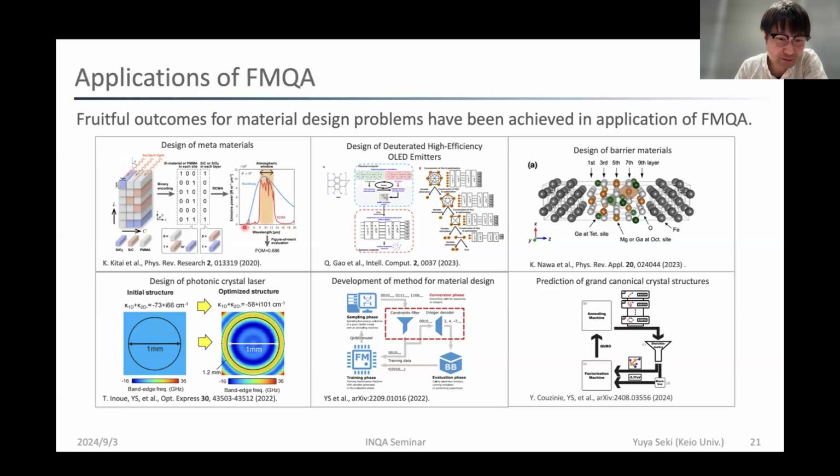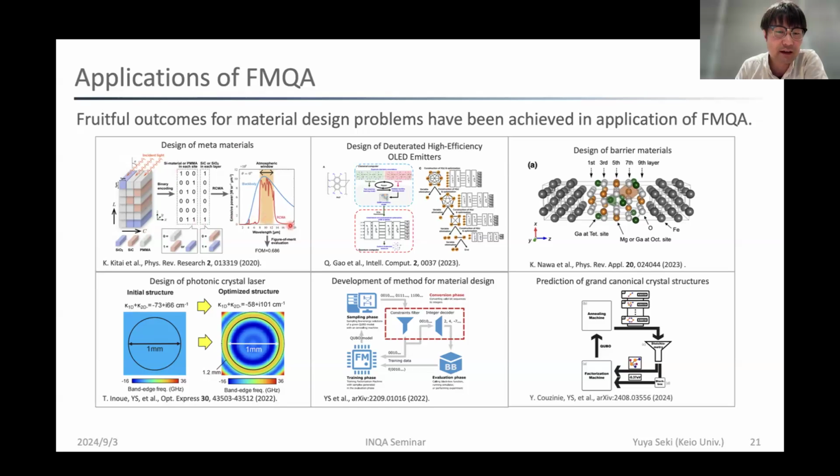And the blue line represents the black body emission, and the red curve represents the emission by the metamaterials obtained by the FMQA.